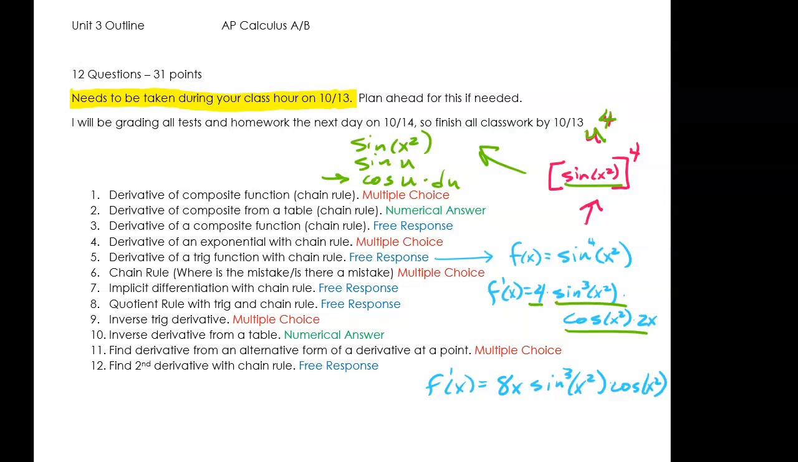Now, these are the style questions that you're going to see today for Khan Academy. It's using more than one rule at a time. So we did power rule, chain rule, chain rule.